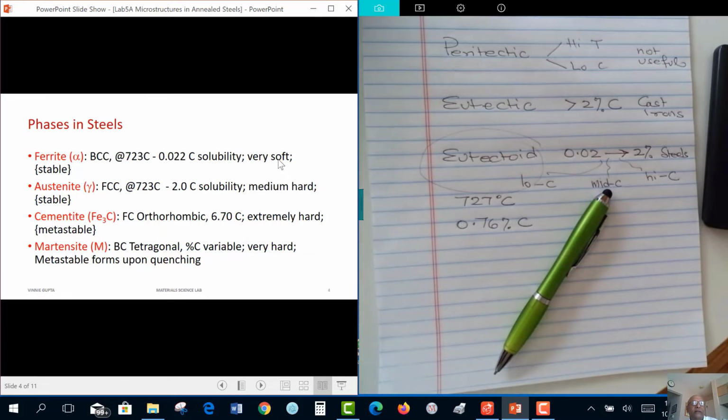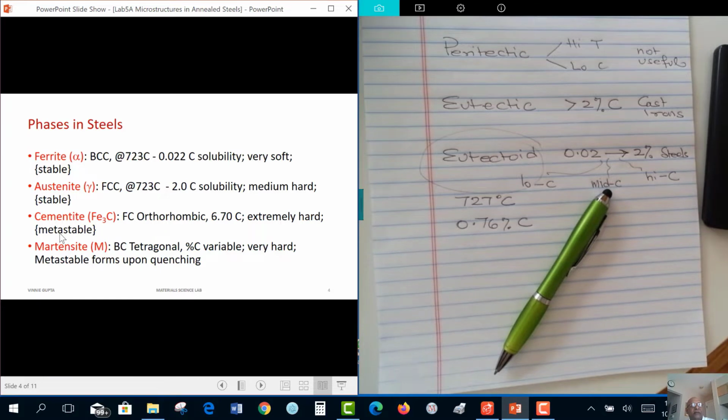It is very soft and it is stable at room temperatures, in a range of temperatures, I should say. Austenite, which is called gamma, is face-centered cubic. At 723 degrees C, its solubility is 2%. It is medium hard and it's also a stable phase. Cementite, the third phase, is iron carbide. It is orthorhombic and it has a fixed composition, 6.7% carbon. It is extremely hard.